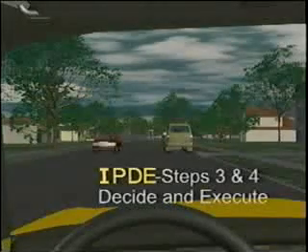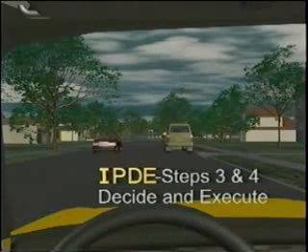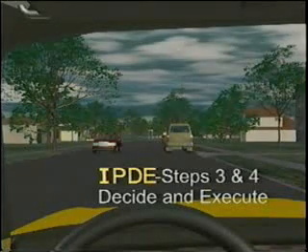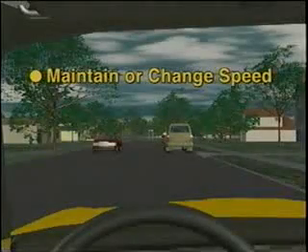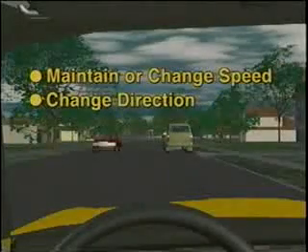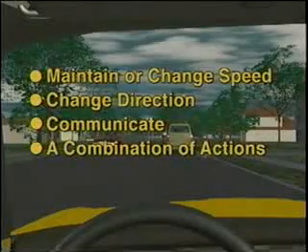The third and fourth steps of the IPDE process are to decide and execute. You will need to decide what action to take and then carry it out. Maintain or change speed, change direction, or communicate, or any combination of these actions.